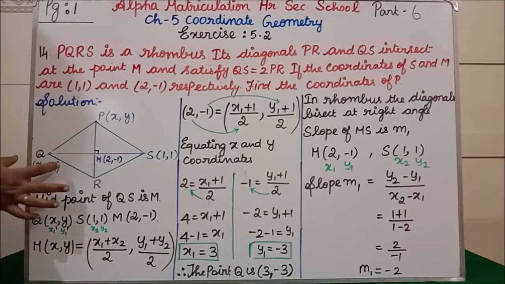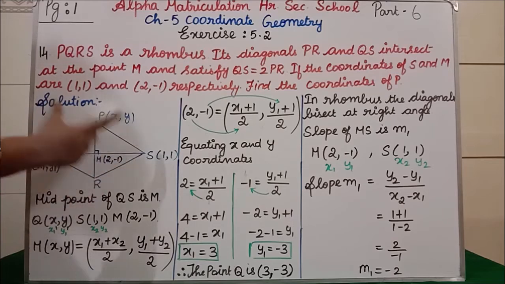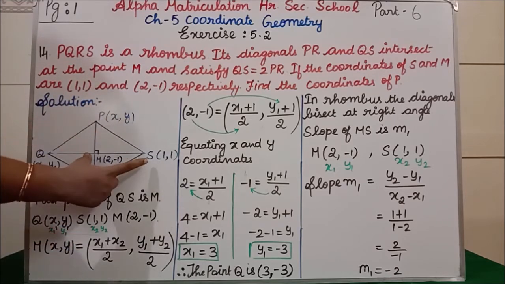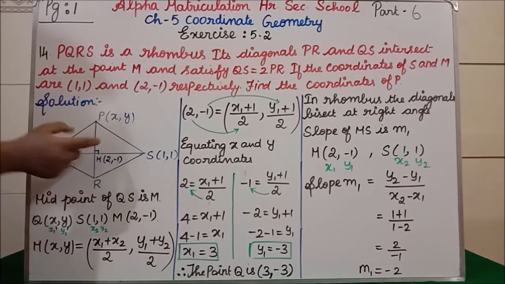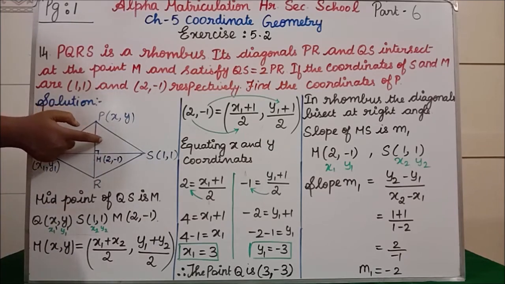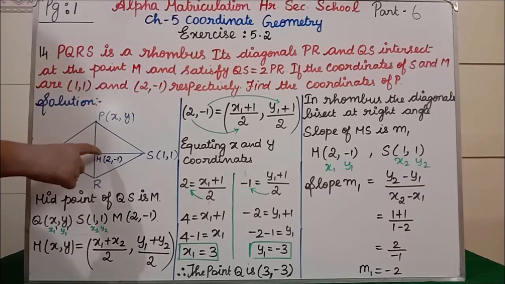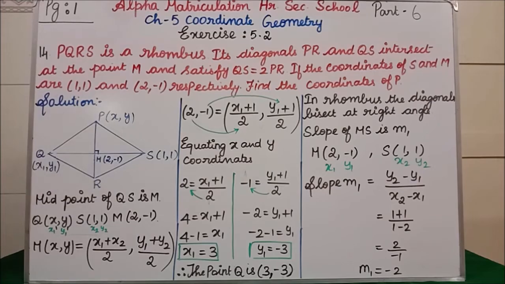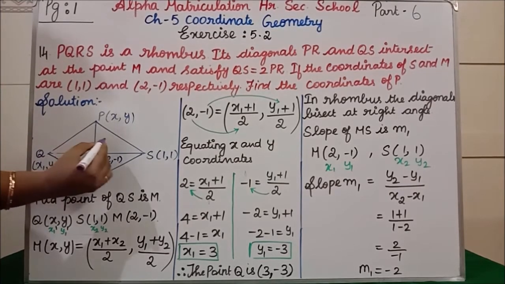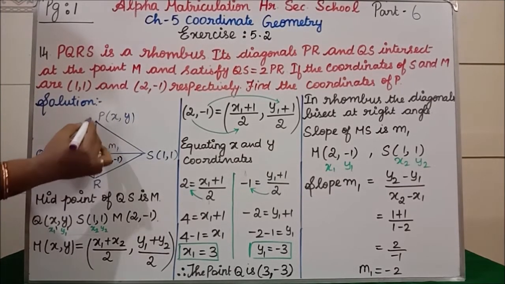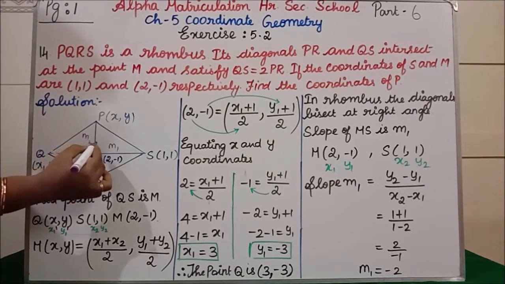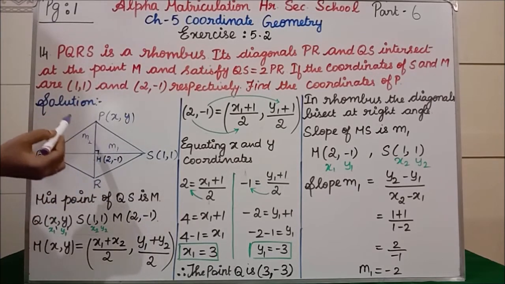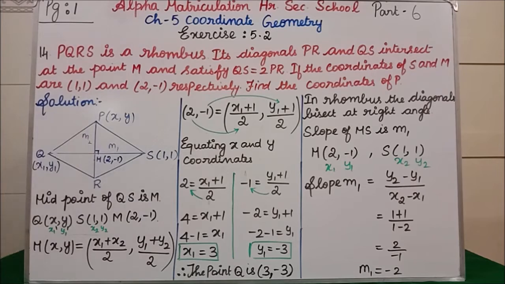Clear? First, after finding the Q value, we go for the perpendicular concept, where the slope of MS is M1 and the slope of PM we take as M2. So the diagonals bisect each other at right angle. Right angle means 90 degrees, it is perpendicular. So we take this MS side as M1, then the PM side as M2. Then we say M1 into M2 is equal to minus 1.